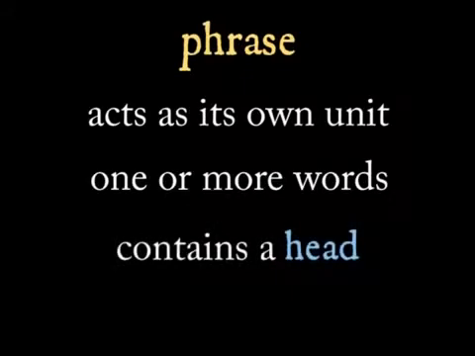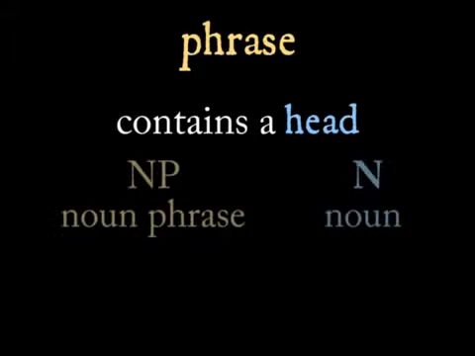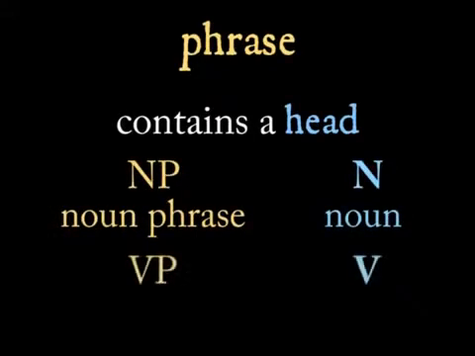Every phrase has a head word, which is the main content word or the main function word in that phrase. So a noun phrase is based around a noun, and the noun is the head. A verb phrase is based around a head verb, and a prepositional phrase around a preposition.